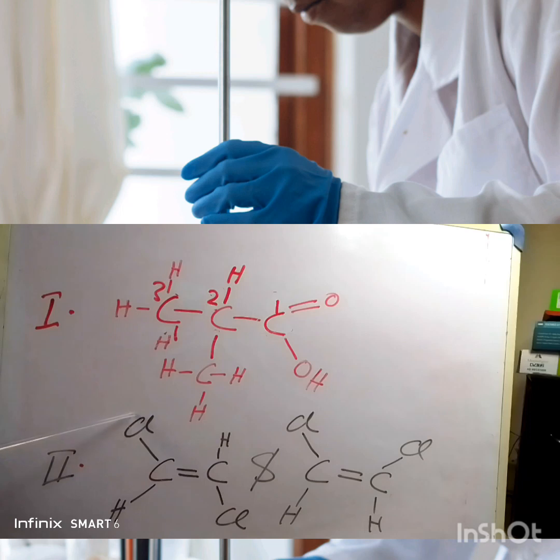When they are alternating like this, you call it trans. When they are on the same side, you call it cis. Let's go back again. Which family do you think these belong to? We can see a double bond right here. Whenever you see a double bond, you know that it belongs to the alkene family.